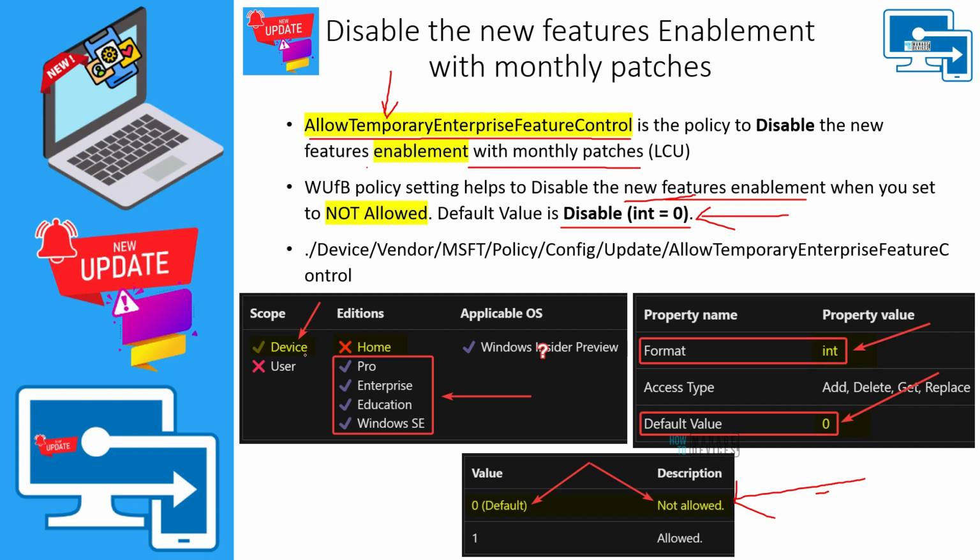Let's look at the scope. Scope is again device, and it is not allowed for Home edition Windows 11 versions. It's mentioned as insider preview, but I'm going to see whether it is available for production also in the demo later. And this is the CSP path. You can see it's part of Update over here, and the value is integer, and the default value to disable is 0.